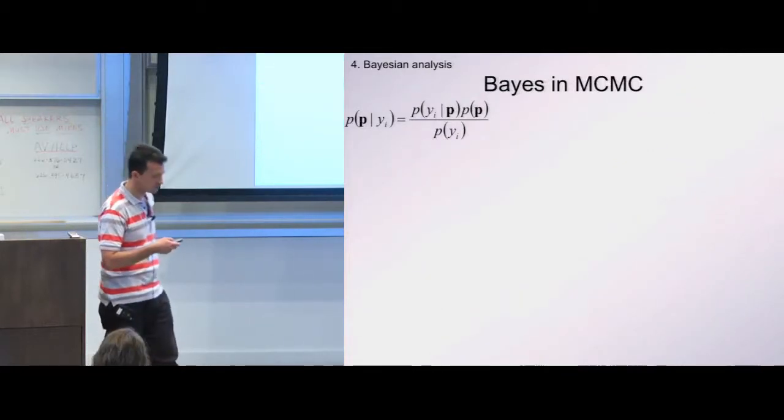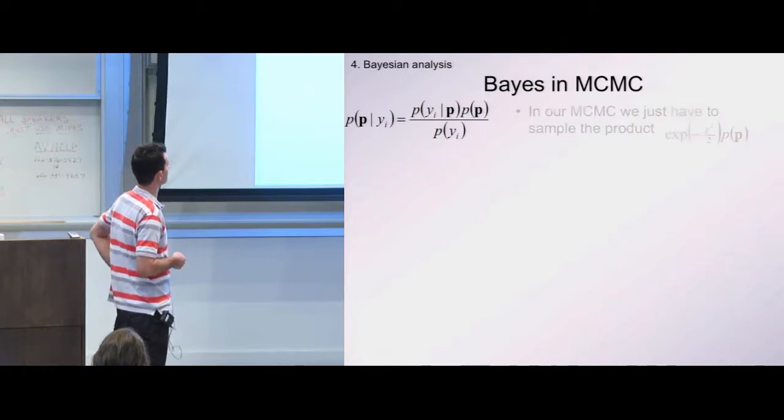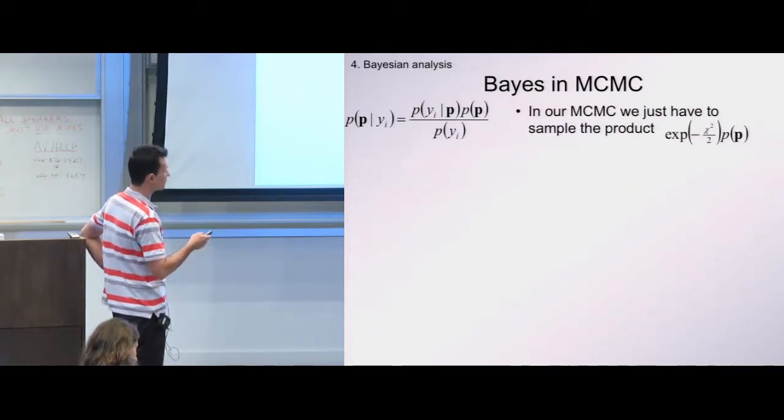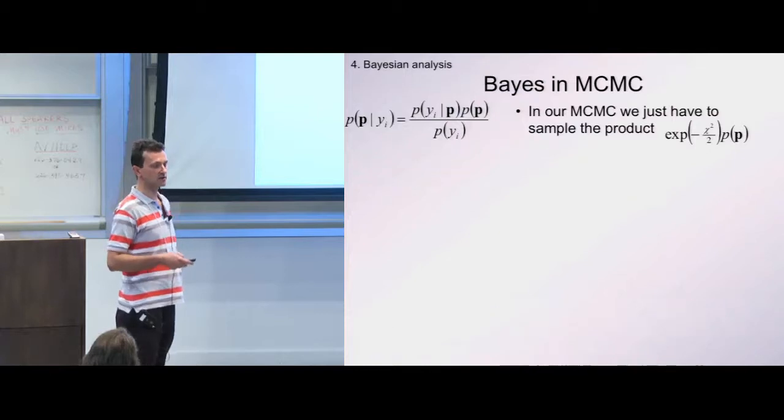So how do we implement the Bayes theorem? This is quite straightforward in Markov chain Monte Carlo, because you just have to modify the probability distribution. Instead of sampling the likelihood, you just multiply the likelihood by the prior distribution, and that's all.